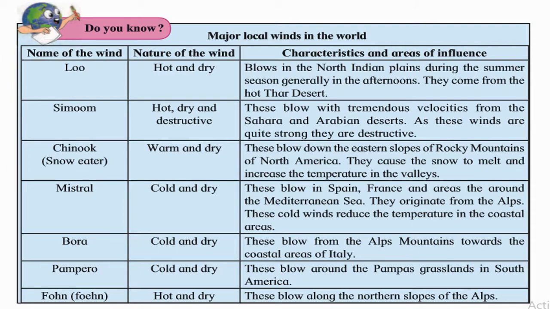Pampero winds. Nature of the wind: cold and dry. These blow around the pampas grasslands in South America. Fohn winds. Nature of the wind: hot and dry. Characteristics: these blow along the northern slopes of the Alps.